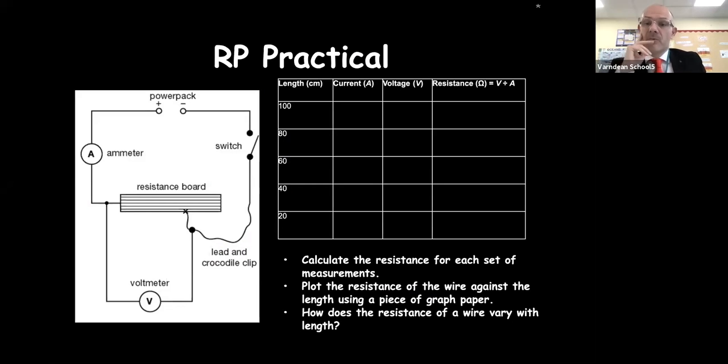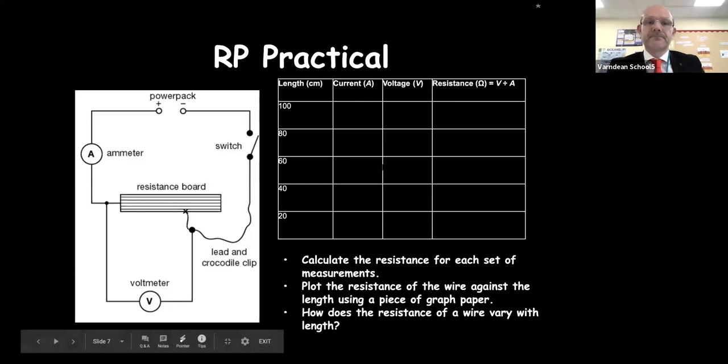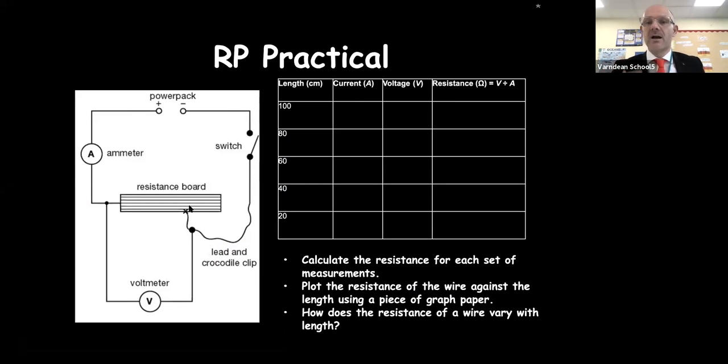The common question that you get asked is, how would you find how the length of a wire affected the resistance of a wire? It is absolutely fine to draw a diagram and say set up the equipment like that, rather than take an ammeter, connect it in series with a resistance board and a switch, make sure you have a voltmeter in parallel, make sure that's connected to the lead in the crocodile clip. You could draw that diagram labeled and say set up as in the diagram.